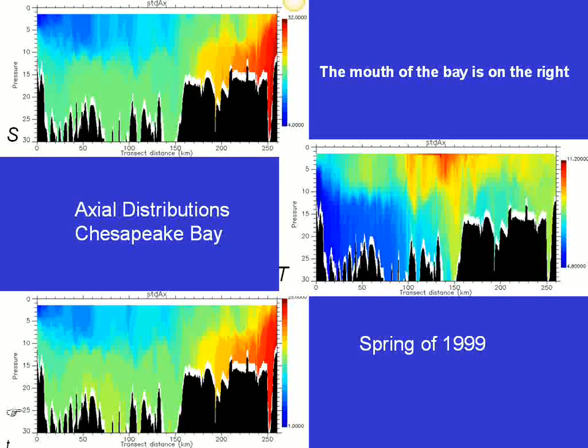And an example of this is Chesapeake Bay. If you look at the distributions of salinity along the estuary, salinity, temperature, and density anomaly in the lower. I was going to ask you, where is the head of the estuary? You can see the mouth is on the right. But why is the mouth on the right?